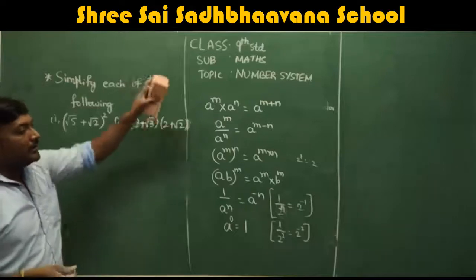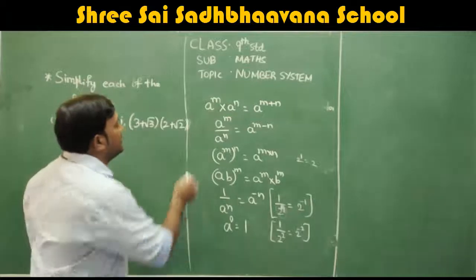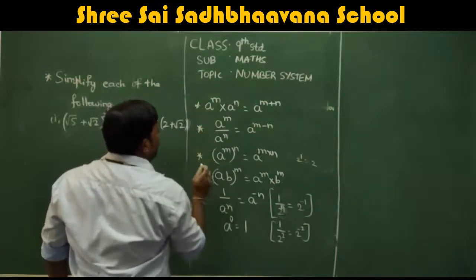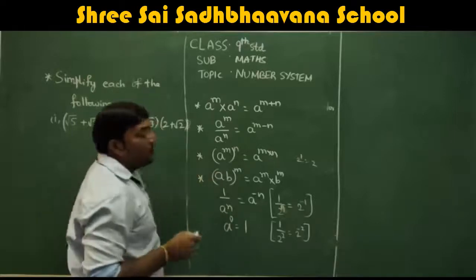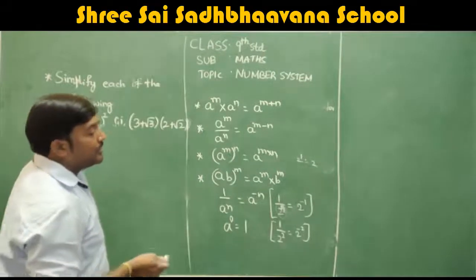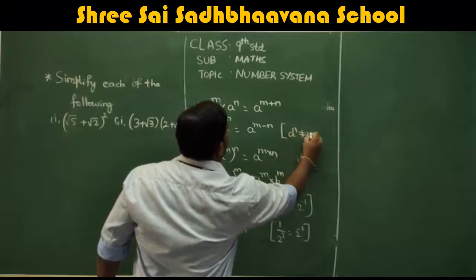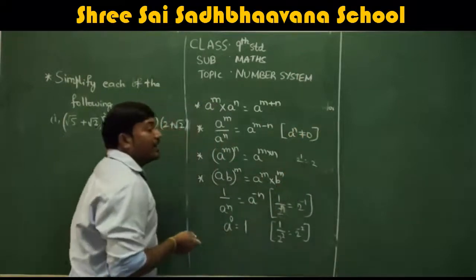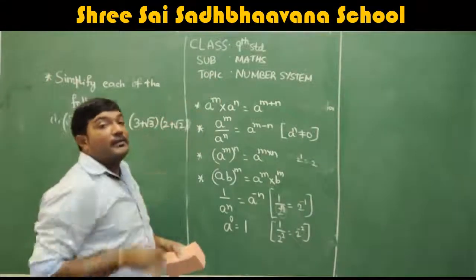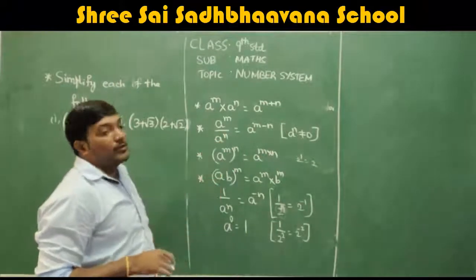Okay. Let me recap all the formulae once again. First formula is a power m into a power n is a power m plus n. And second one is a power m by a power n is a power m minus n. Remember, one condition also you have to remember. a power n should not be equal to 0. Correct? Why should it not be equal to 0? If a power n is 0, the whole term will become infinity, not defined. So that is the condition you have to remember. You should not take a power n as 0.